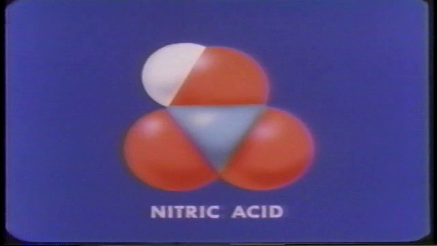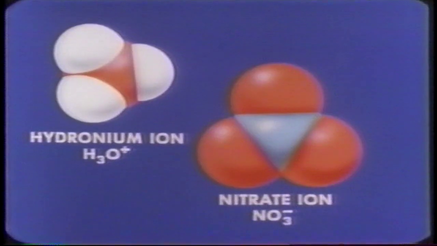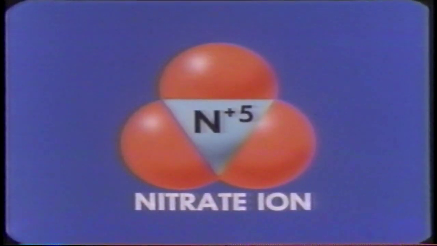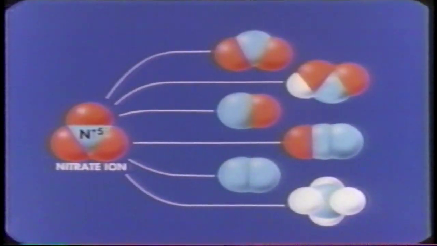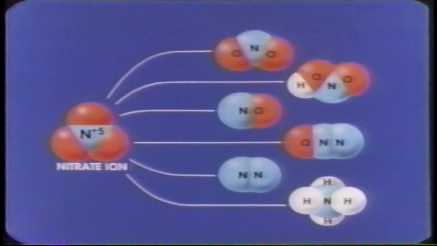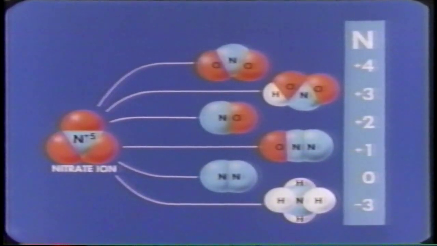Let's investigate the oxidizing power of nitric acid, which acts in such different ways. Nitric acid in water solution exists largely as hydronium and nitrate ions. In both nitric acid and the nitrate ion, the nitrogen atom has an oxidation state of +5. It can be reduced to a number of products, such as NO2, HNO2, NO, N2O, N2, NH4+, and many others. The nitrogen in these products ranges in oxidation state from +4 to -3.